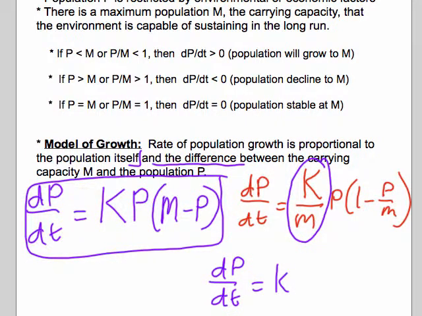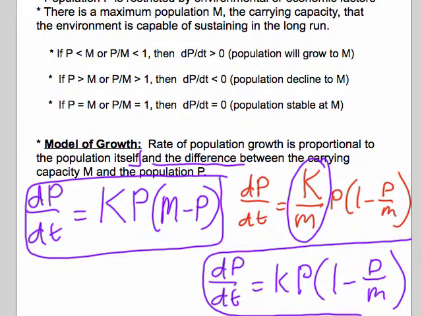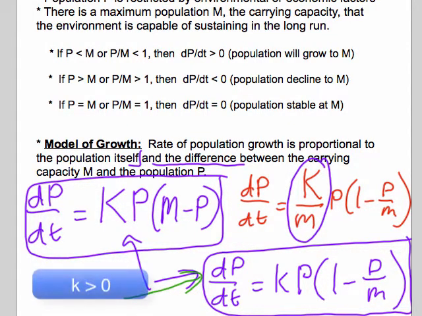So get your big K and your little k distinguished. Little k times P times 1 minus P over M. And it's this form of the differential equation that I'm going to use most frequently, and you'll see why in a bit. But for now, you want to be able to recognize that either form of this is a differential equation for logistic growth. Let's just talk a little bit about how this differential equation meets the conditions of what we had laid out above.